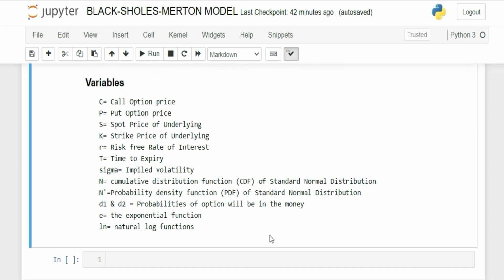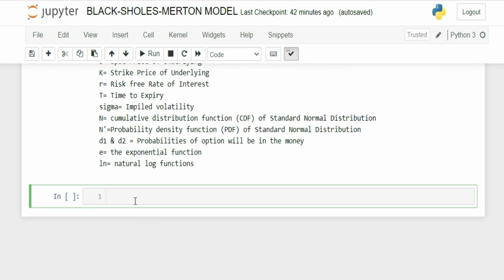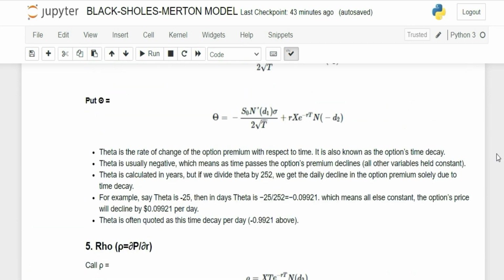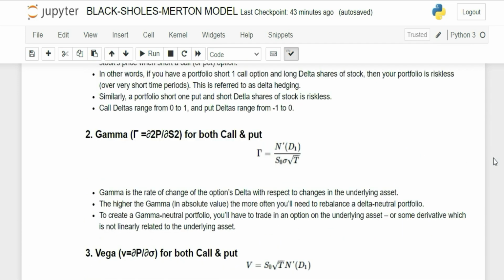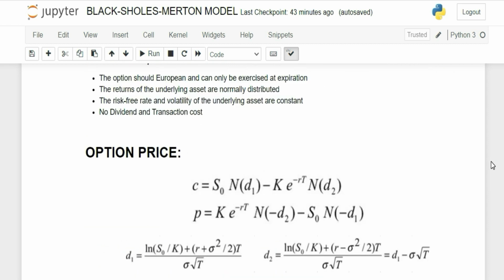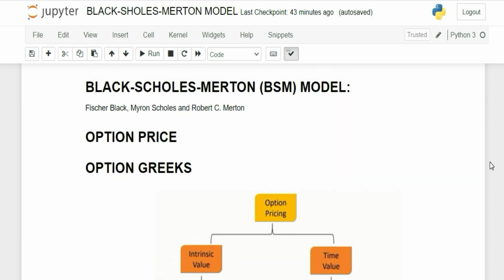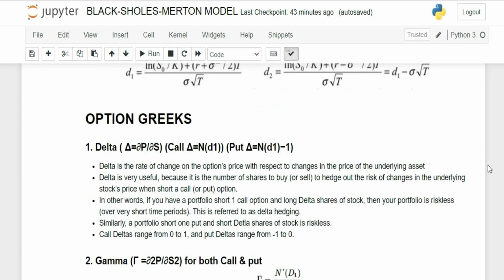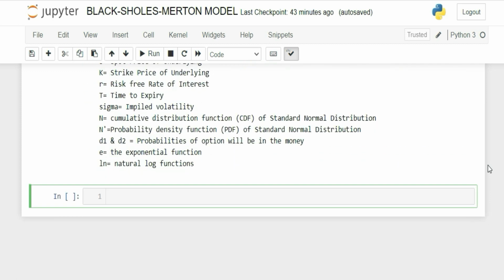All right. So let's quickly start and see all these mathematical equations, and we can quickly learn how to do all of this and how to calculate the option price and option Greeks through the Black-Scholes model in Python.